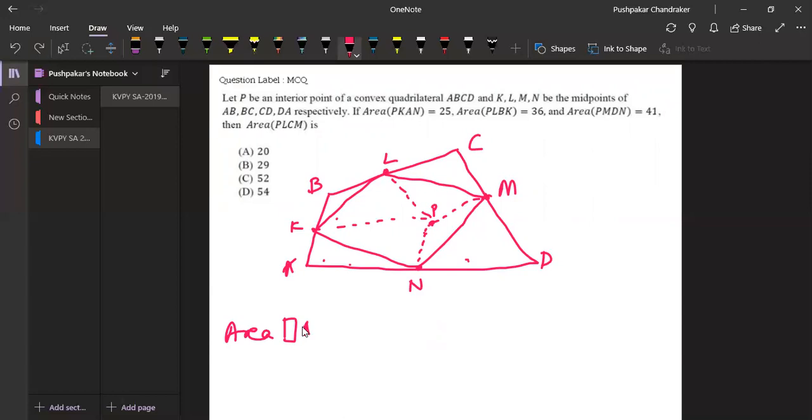Area of quadrilateral PKAN plus the opposite quadrilateral, which is area of quadrilateral PLCM, is equal to the area of the other two quadrilaterals, that is PKBL plus quadrilateral PMDN. Okay, so you can apply this simple property, you'll get the answer.